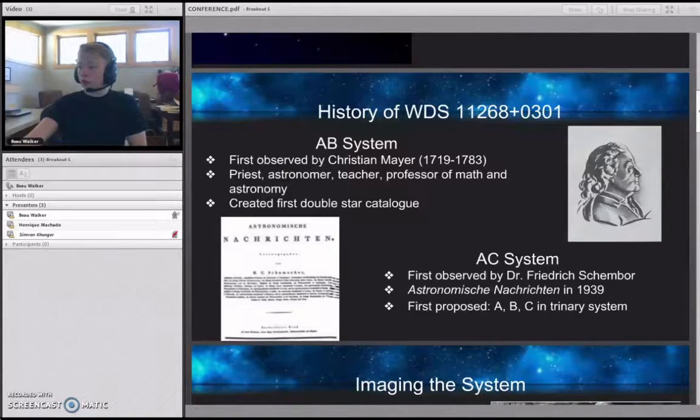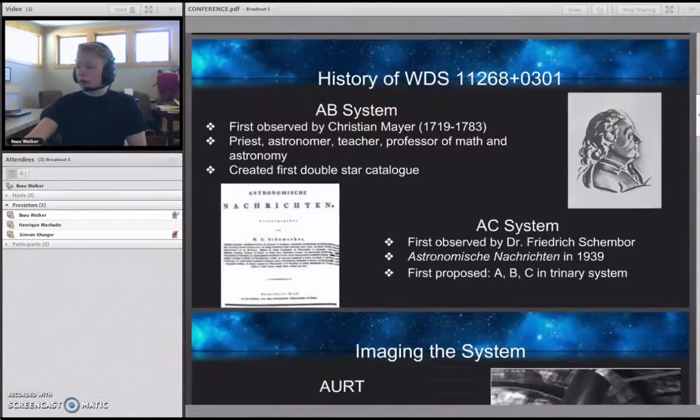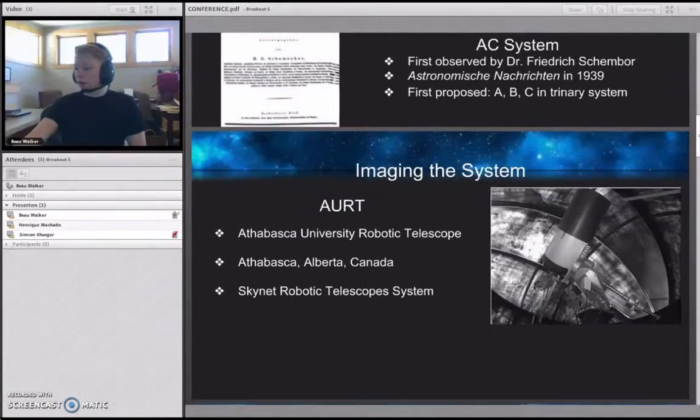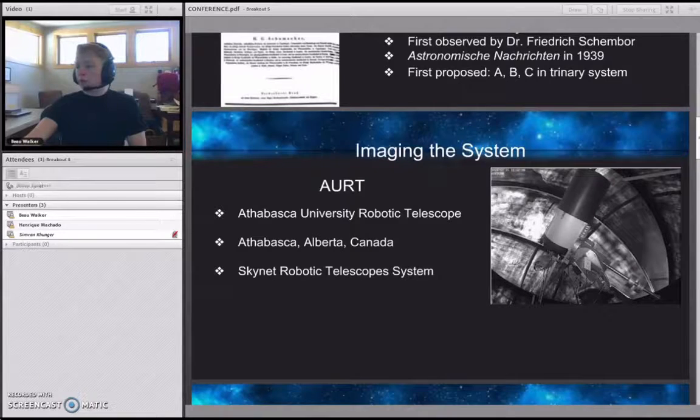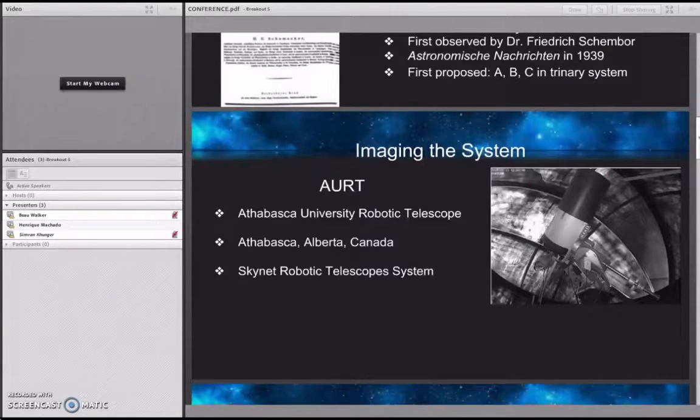The AC system was first observed by Dr. Friedrich Schembler, and he first proposed the A, B, and C in the trinary system. To image this system, we used ART, the Athabasca University Robotic Telescope run out of Athabasca, Canada. We also used the Skynet Robotic Telescope system.